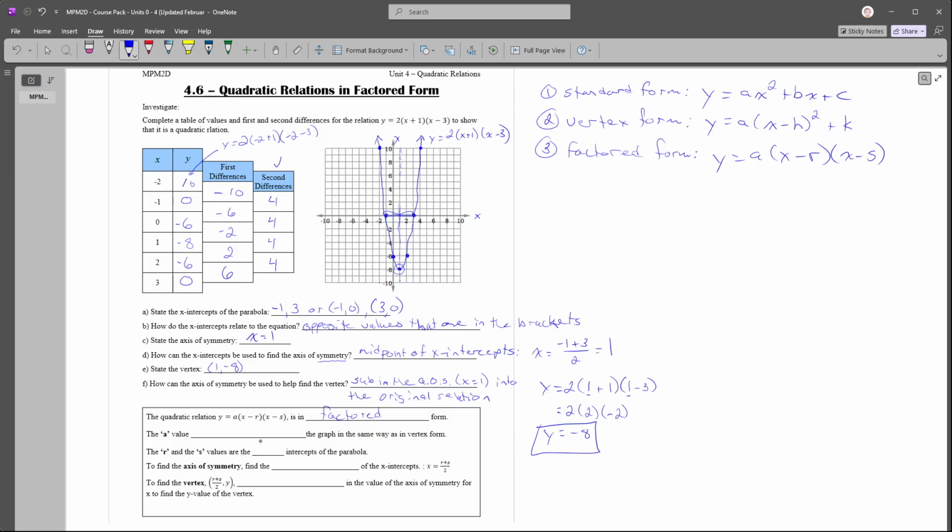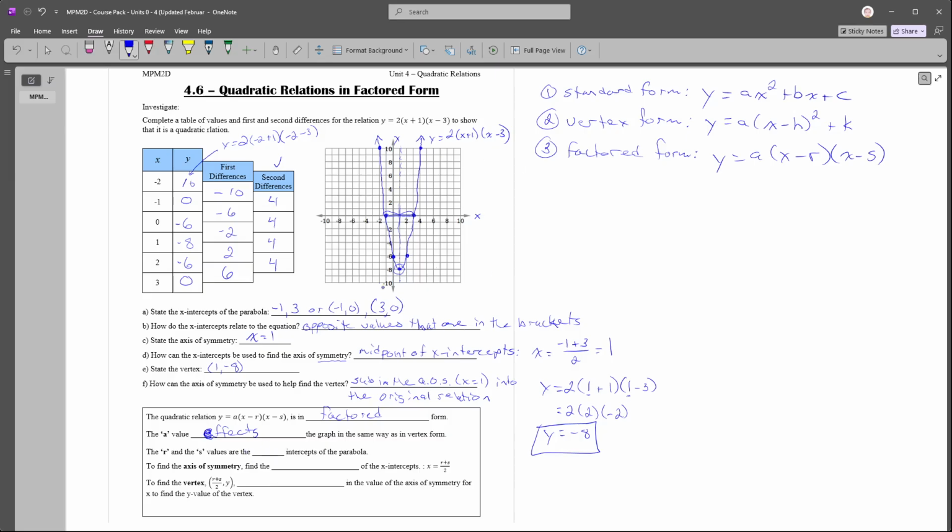So the a value affects the graph in the same way as vertex form, which means a will tell us whether it is reflected. It will also tell us whether it's been stretched or compressed. Now, it will actually do this, and we don't have to do anything special to make that show itself, but it will. What about r and s?